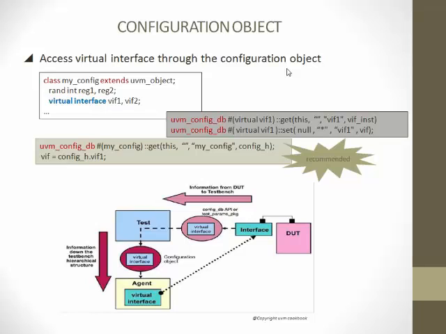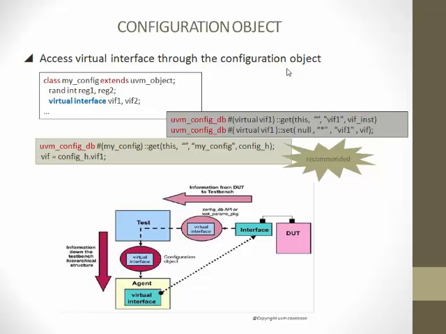Okay. So when you keep accessing the configuration database, there's again a performance issue actually. So if you see here, what you can do is you can put all the virtual interfaces inside the configuration object. Anyway, your driver, monitor, agent, anyway it will fetch the configuration object from the database because it has to get access to the remaining parameters.